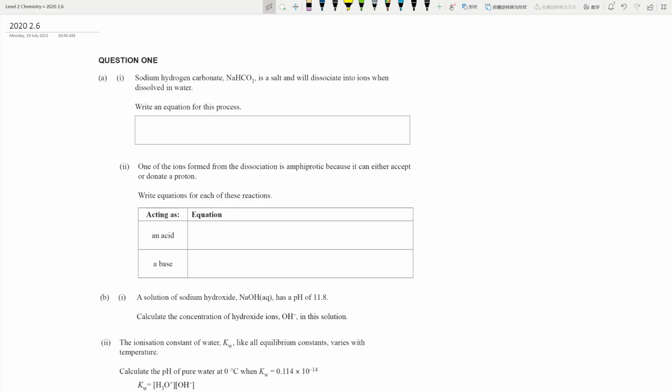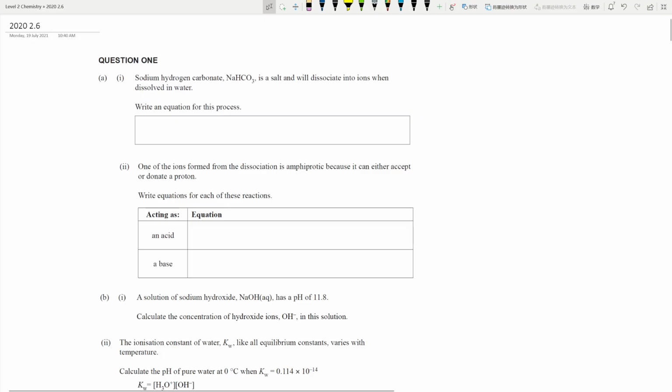Okay, so let's just get started. So 2.6, a third of it is rate of reaction, which is from year 11, and then you have equilibrium, and then you have acids and bases calculations. So you do need a calculator. All right, so let's just go through it.